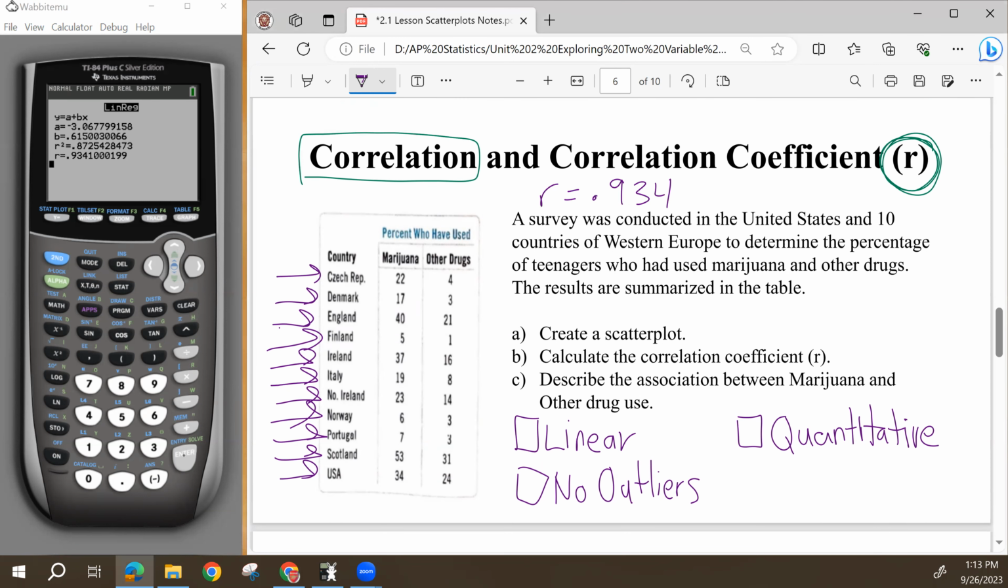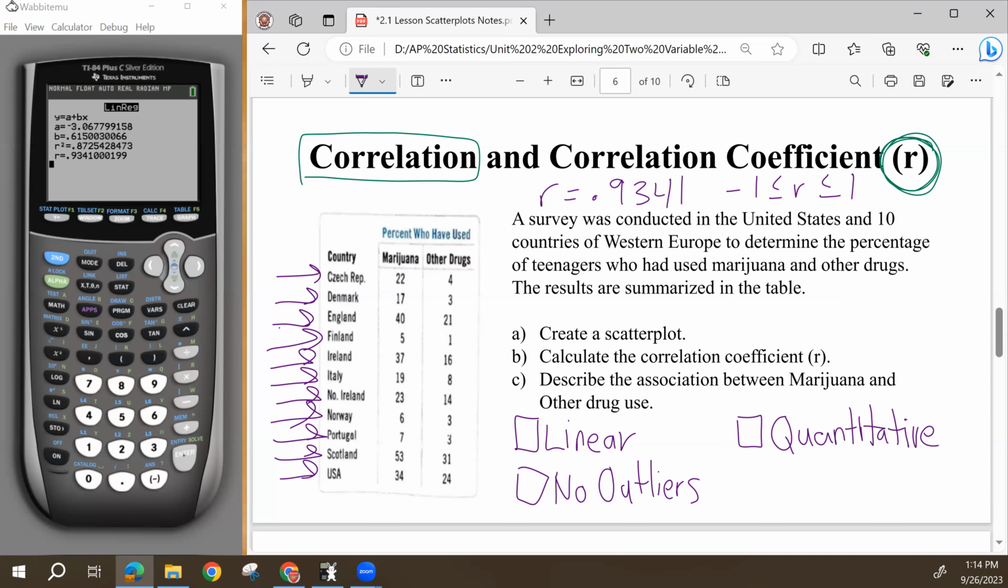R is always going to be a value between -1 and +1. +1 is a perfect linear relationship that goes up to the right. -1 is a perfect linear relationship that goes down to the right. An R value of 0 means there's absolutely no correlation between the two variables, and a scatter plot with an R value of 0 would look totally random, no pattern at all.